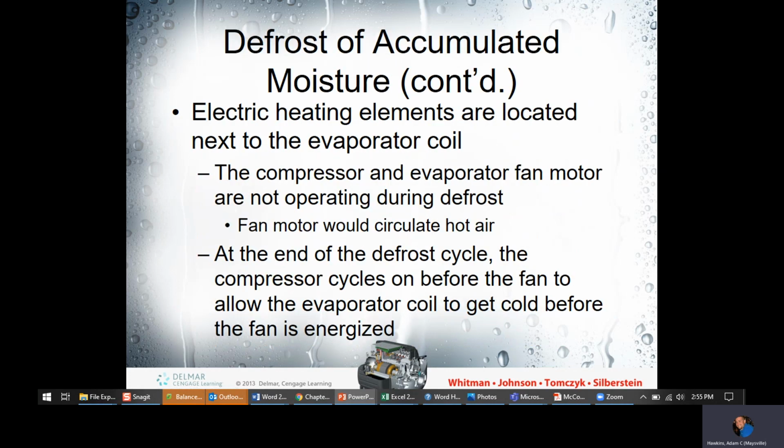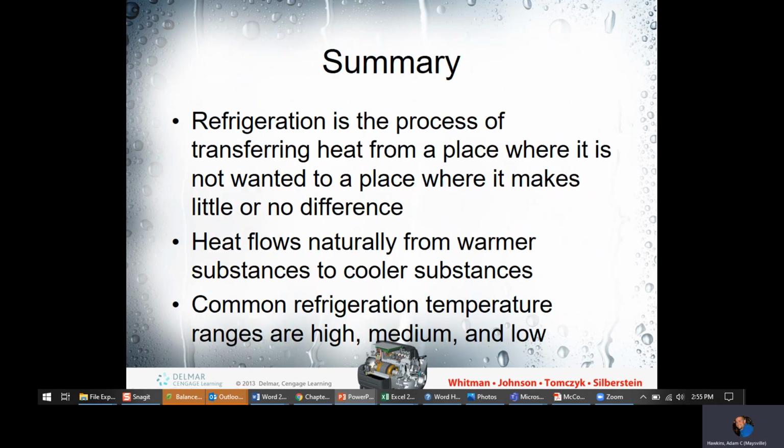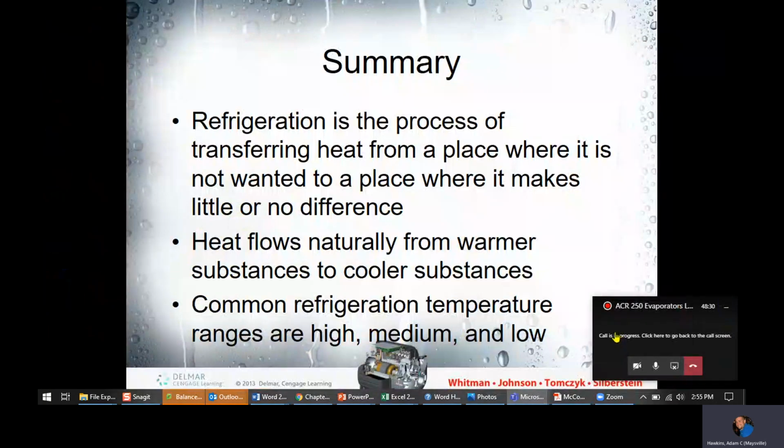All right, so that's about all that we've got to deal with right now. Hopefully that explains evaporators a little bit better to you. There'll be a quiz on this, so you can get on and check that out when you're ready. And condensers will be next.